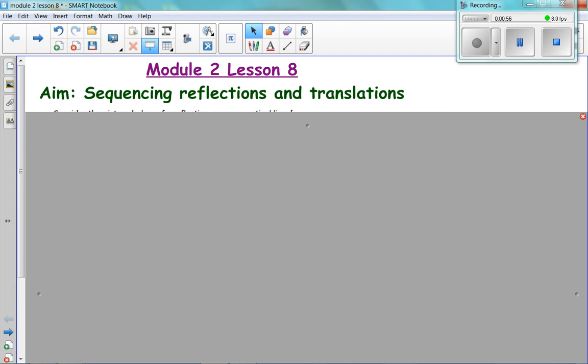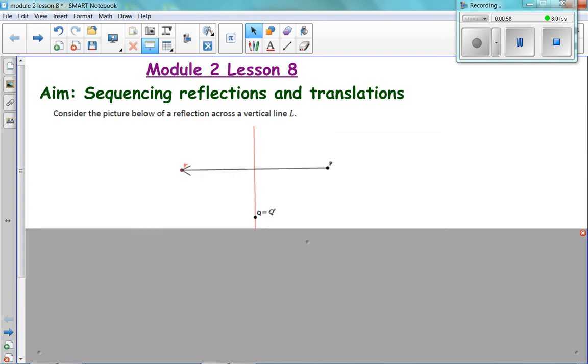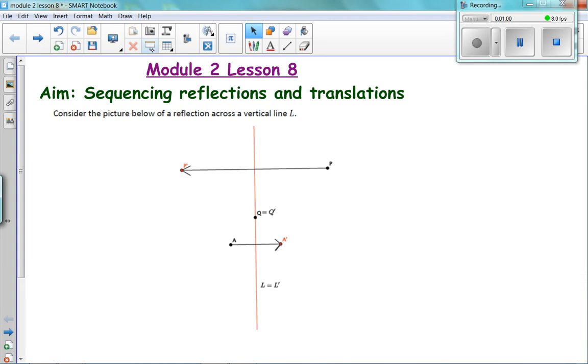So let's look at the following diagram. And we have line L, so let there be a reflection across line L. What would undo this action? What's the inverse of that transformation? Well, it would be a reflection in the other direction.